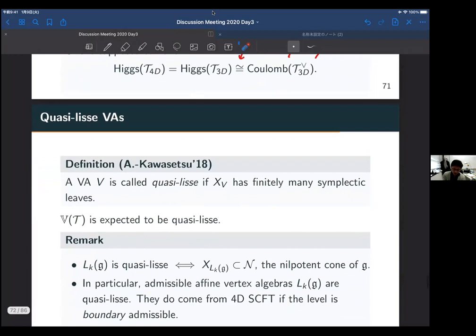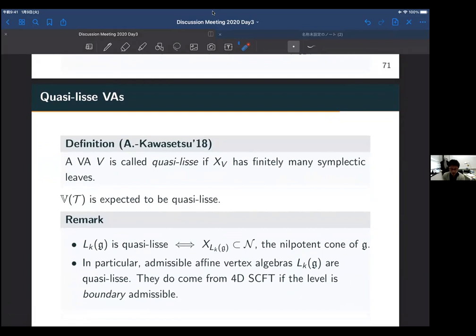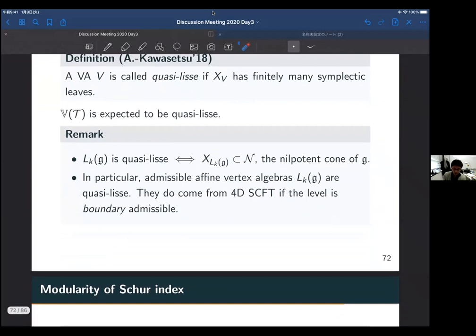And for a quotient of a simple affine vertex algebra, this is quasi-lisse if and only if the associated variety is contained in the nilpotent cone. And as I explained, this is the case when this one is admissible. And indeed, admissible affine vertex algebras come from a 4D theory if the level is boundary admissible. So these are examples of vertex algebras coming from 4D theory.